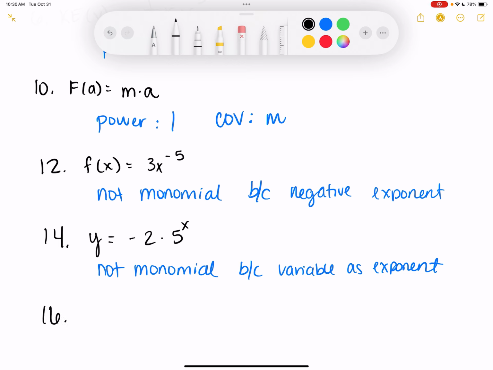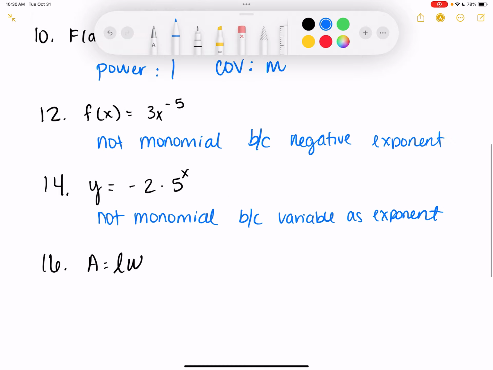(16) A equals L times W. Is this monomial? Yeah, I'd say it's monomial. Okay, what is the degree? The degree is the power, right. 1. And the leading coefficient is L, because L was a constant.